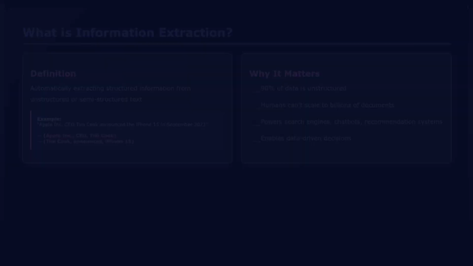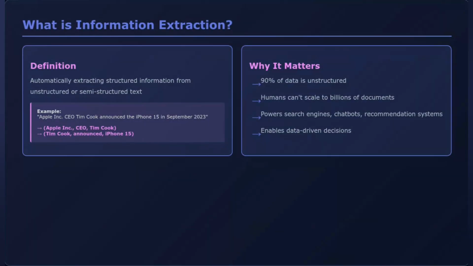All right, let's start with the basics. What exactly is information extraction, or IE for short? Information extraction is the process of automatically extracting structured information from unstructured or semi-structured text documents. Think of it as teaching computers to read between the lines, to understand not just words, but the relationships and meaning behind them. Let me give you a concrete example.